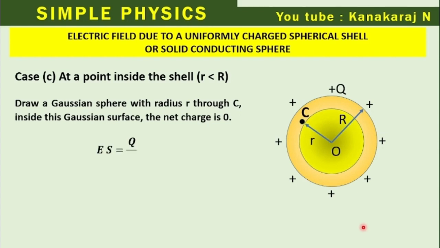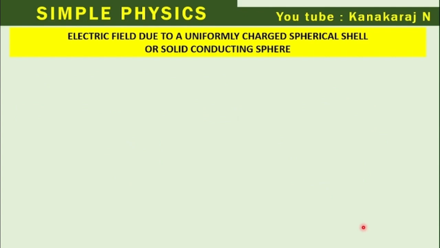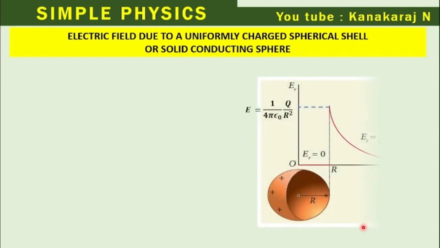So ES equals q by epsilon naught, q is 0. Therefore, the electric field inside the shell or solid conducting sphere is 0. Let us have all these three cases in a graph.